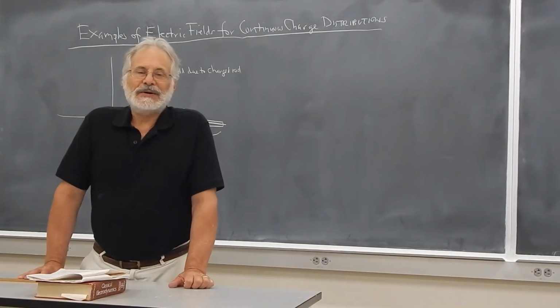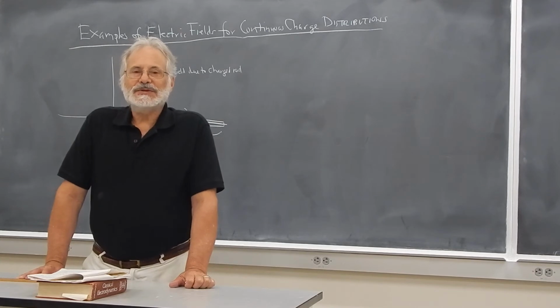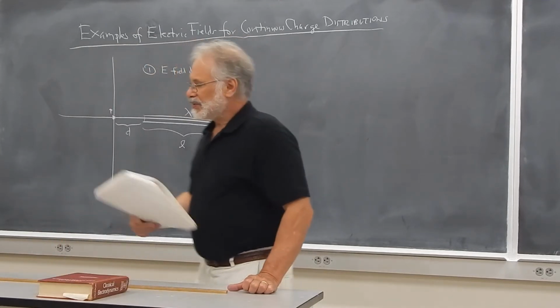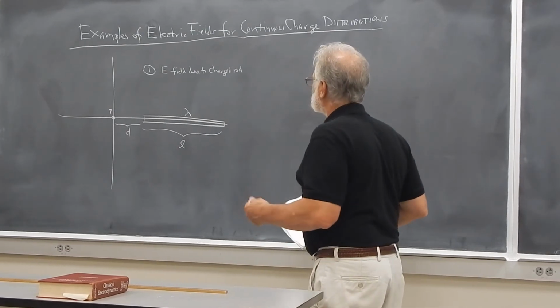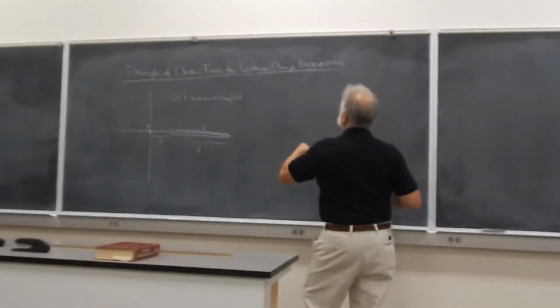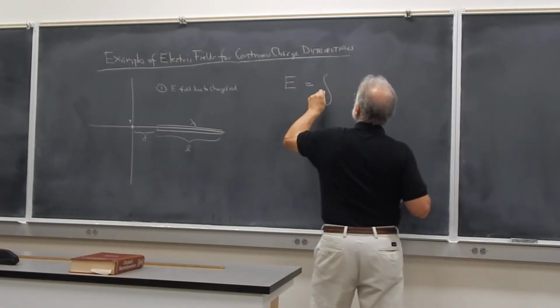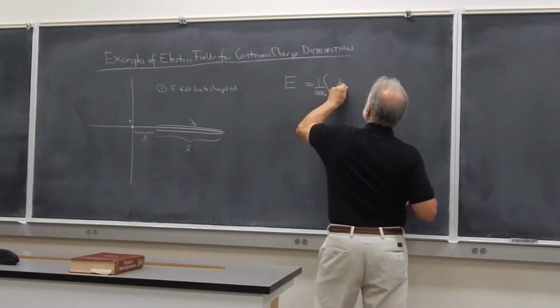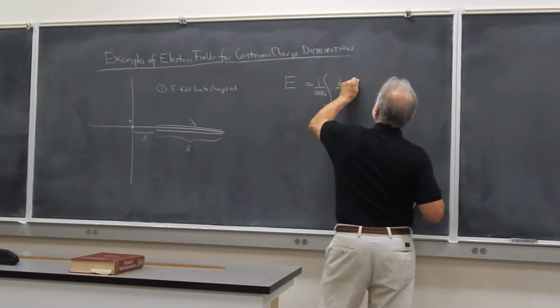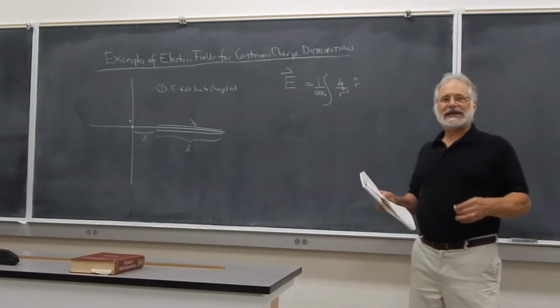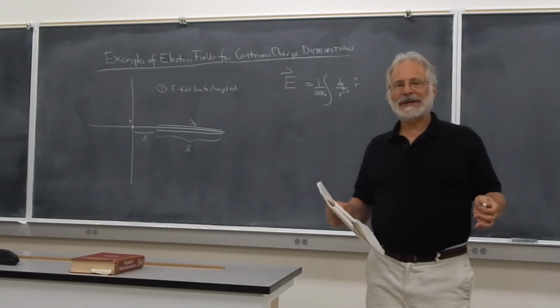Last time we talked about electric fields due to continuous charge distributions, and we introduced how we might go about calculating the electric field due to a continuous charge distribution. We came up with an equation that says the electric field is equal to the integral of 1 over 4 pi epsilon naught dq over r squared in the r hat direction. Today we're going to do some examples of how that might work.